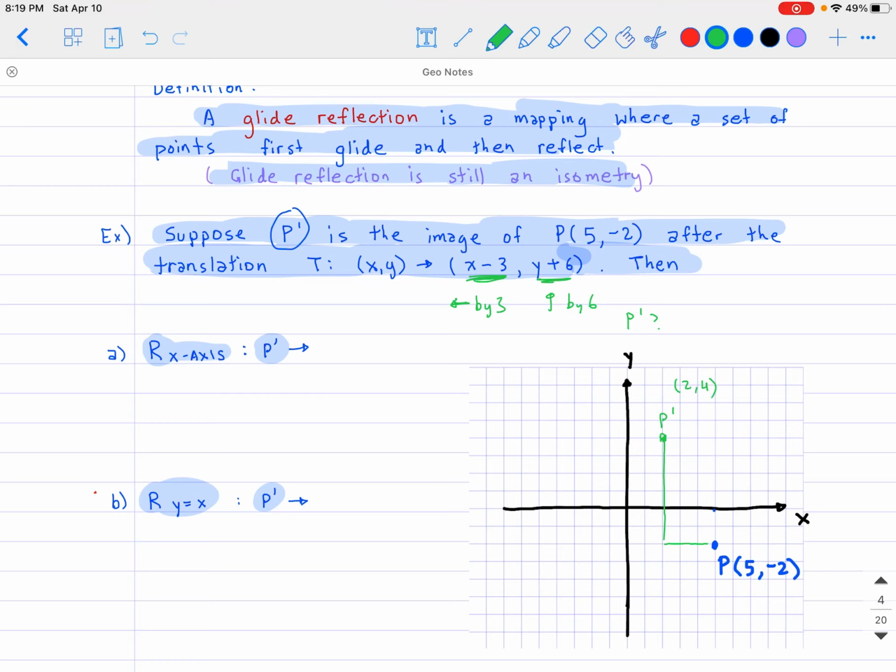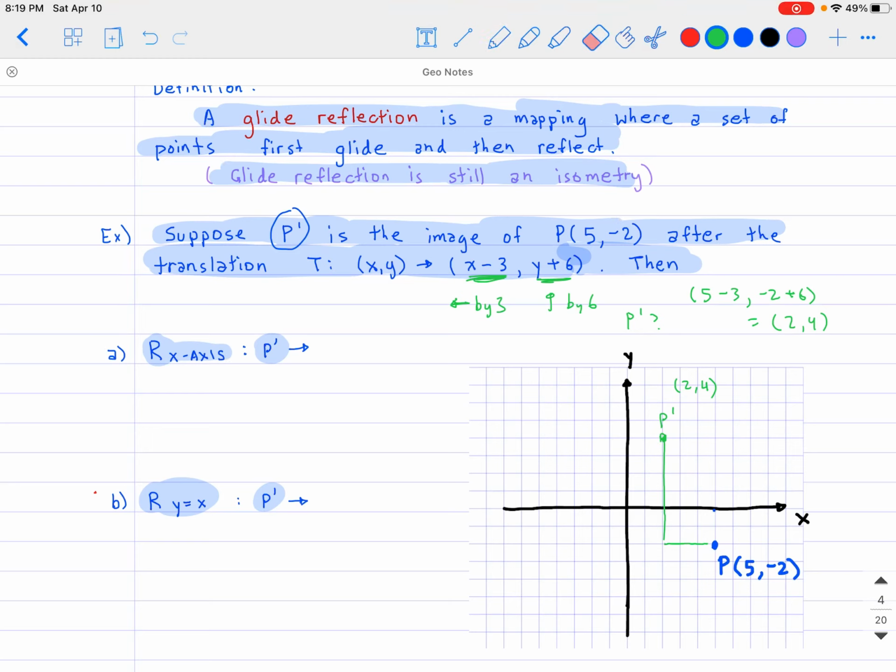So check it just to make sure. P is going to be (5, -2). If I take 5 minus 3, comma, negative 2 plus 6, that is going to give me (2, 4). So there we go, it's exactly the same thing. So there it is, that's my P prime.